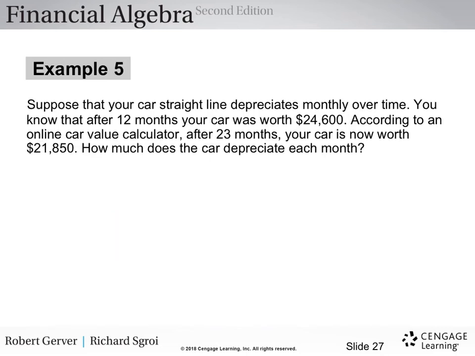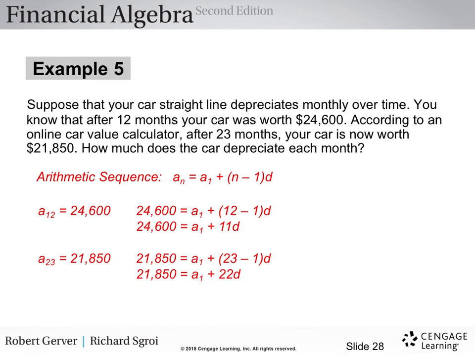All right, let's look at another example. Suppose that your car straight line depreciates monthly over time. You know that after 12 months, your car was worth $24,600. According to an online car value calculator, after 23 months, your car is now worth $21,850. How much does the car depreciate each month?